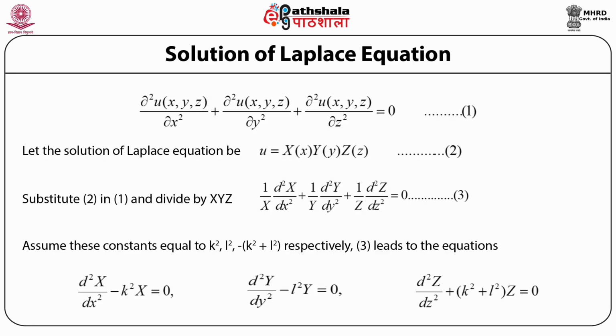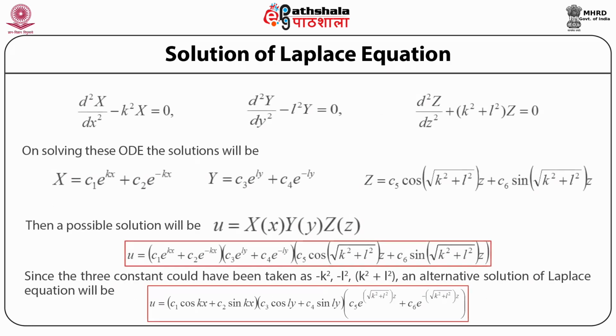So if you take the individual terms and equate them to k squared, L squared and so on, you will find the last equation. Continuing the solution of the Laplace equation, we can solve these three equations as shown on the previous page, as one dimensional ordinary differential equations. We'll get the solutions for X, Y and Z as shown. The total solution is just a product of all the solutions as shown.